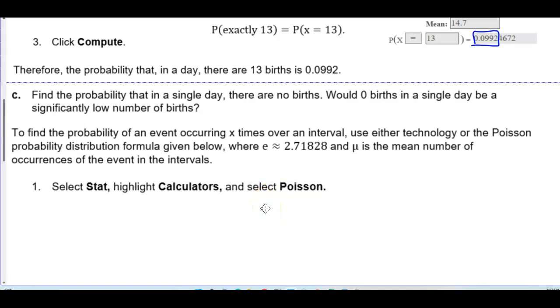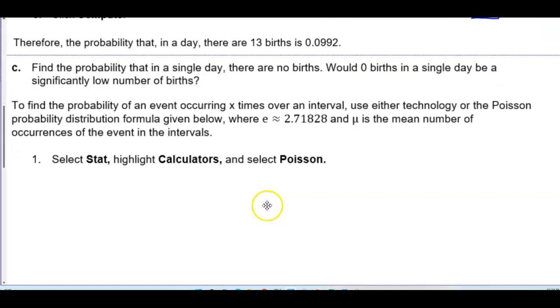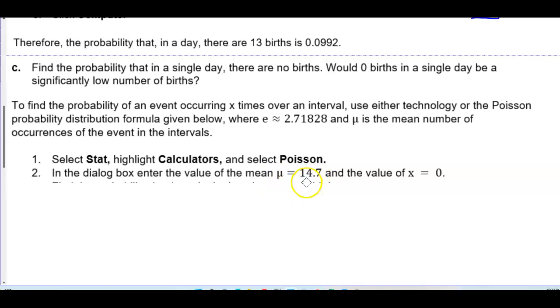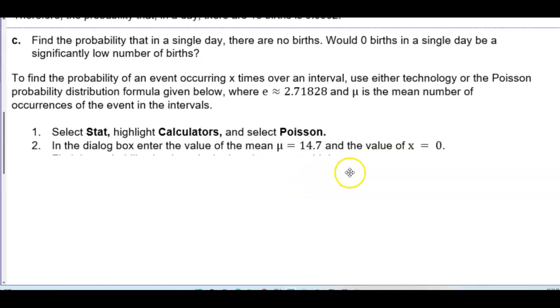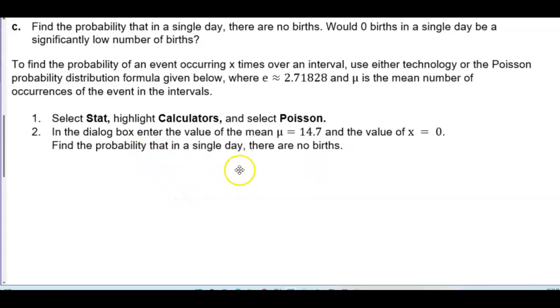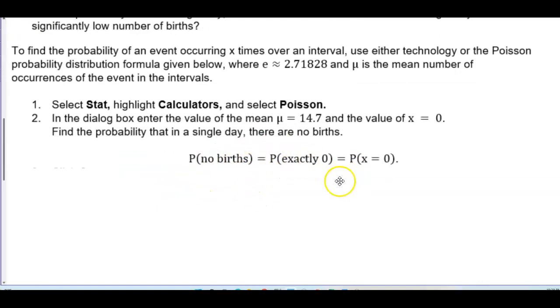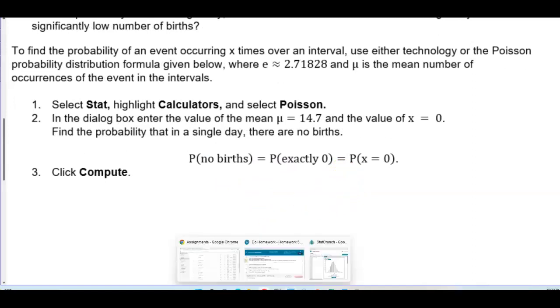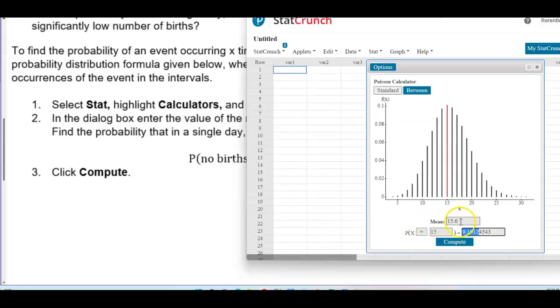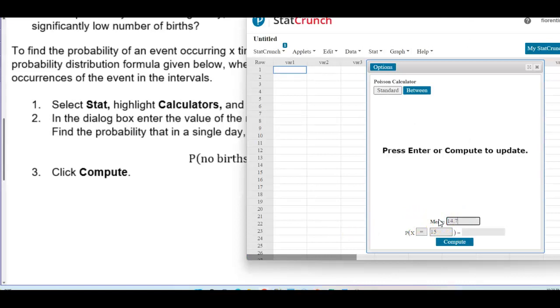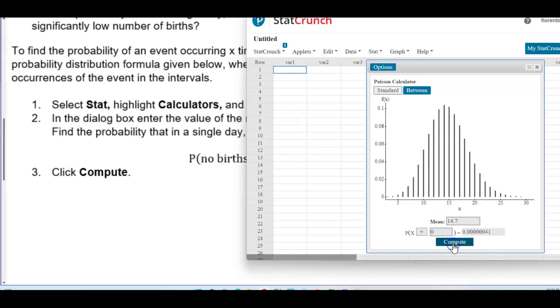In this case, we're going to continue with StatCrunch. We select Stat again, Calculators, and Poisson, which we already have. We already know the mean is 14.7. And now the value of X is equal to 0, because we want the probability that in a single day there are no births. No births means exactly 0, so X is equal to 0, and then we select Compute. So we put in our mean of 14.7, the value of 0, and then select Compute.